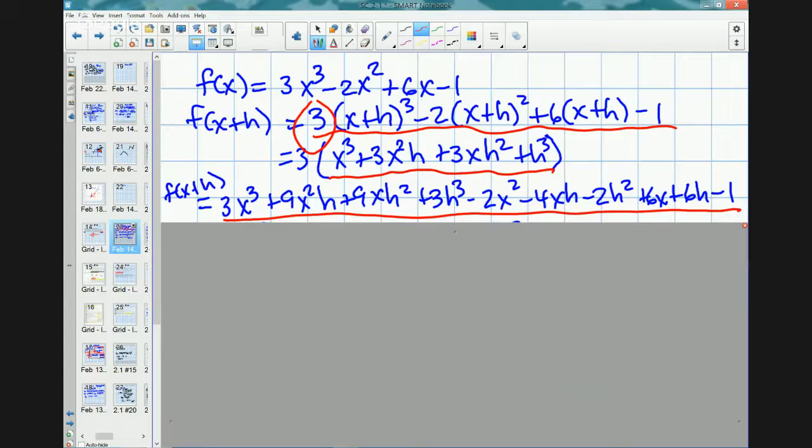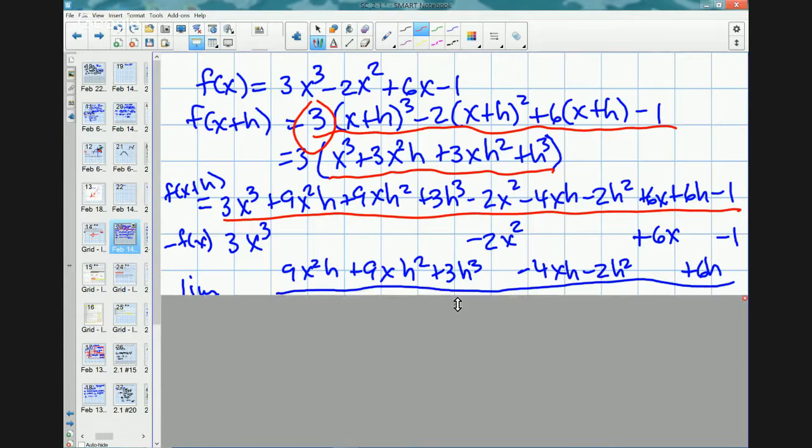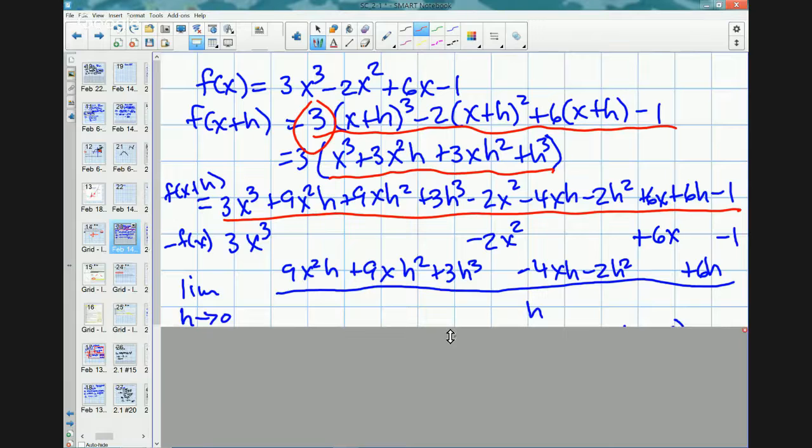That whole crazy thing is f of x plus h. And there's no like terms. There's nothing else that can be combined. Now you subtract the original f of x. I line them up. And you wind up with this big old long hairy thing.